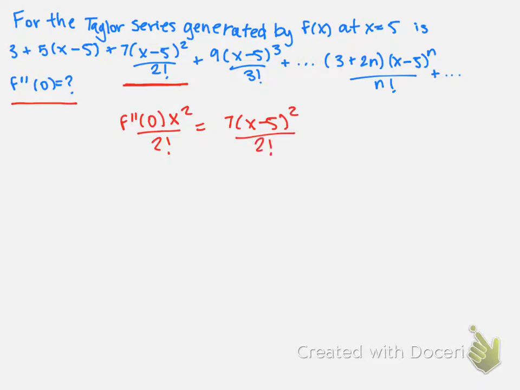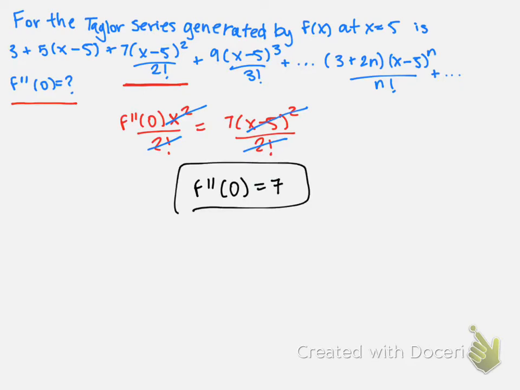Now that we set those two equal to each other, we can look for things that are similar, which would be x squared and x minus 5 squared. Those could cancel out, and the 2 factorial on both sides. So this would mean that f double prime of 0 is equal to 7. And that is all. It's really easy, simple, but it works.